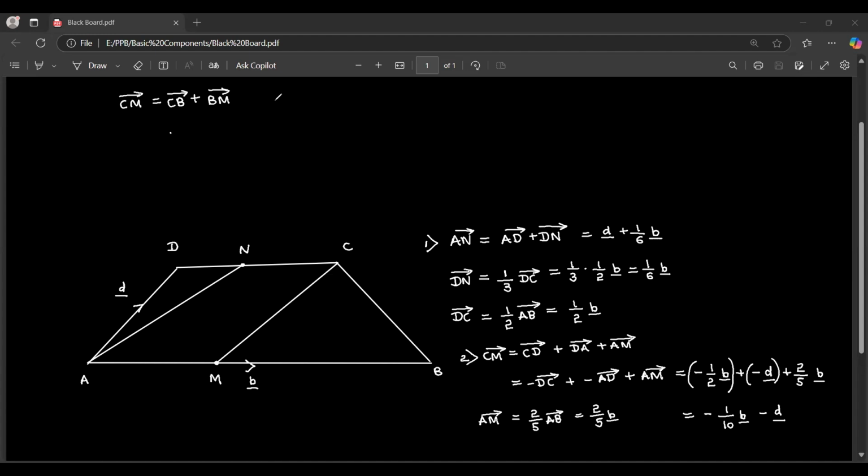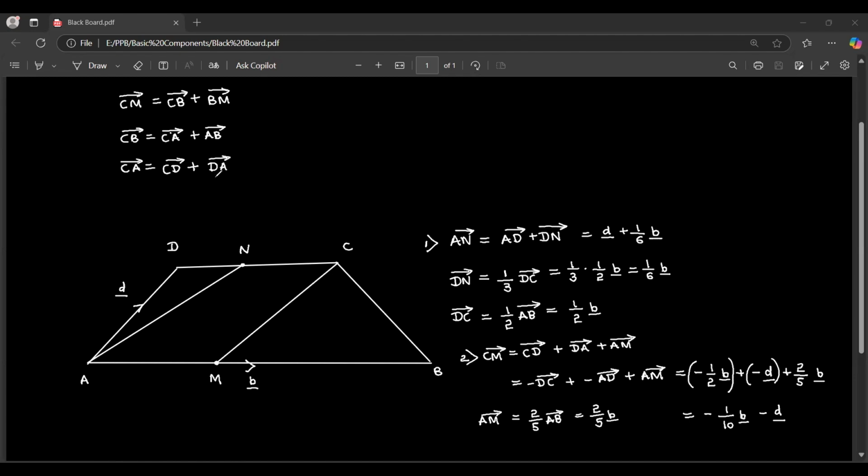Fine. What is CB? Well, to find CB, we have to go from AB to BC. That's one way. To find CB, we can go from CA to AB. So CB is equal to CA plus AB. Well, CA is equal to CD plus DA.